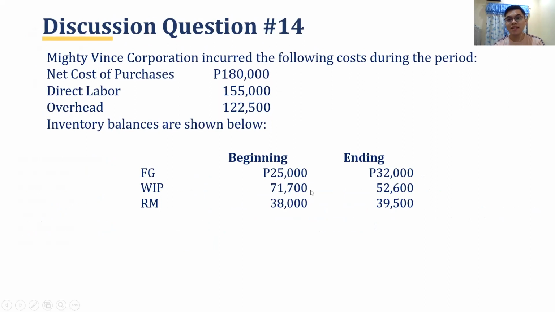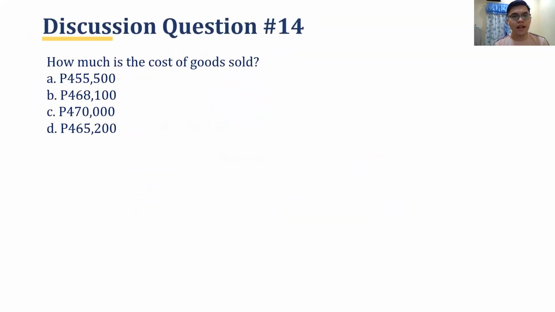Ito. Mighty Vince Corporation incurred the following costs for the period. Una, net cost of purchases, tapos direct labor, overhead, and available din yung beginning and ending balances for your finished goods inventory, work in process inventory, and raw materials inventory. Tandaan nyo lang yung mga figures for us to solve. Yung tanong lang for number 14 is magkano daw yung cost of goods sold.